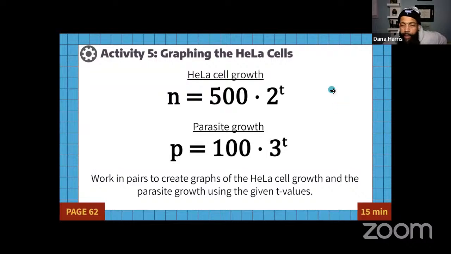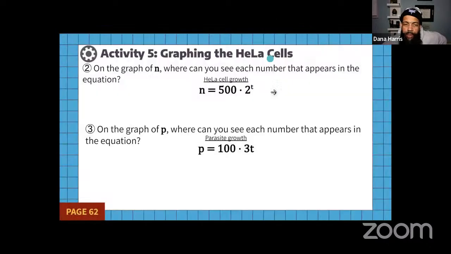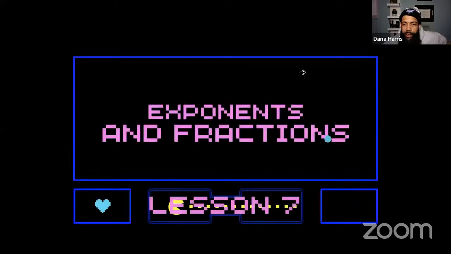Okay. So now we don't have to do this part because you all are not in the classroom. That's for my classroom. And that is that. Now I can stop sharing.